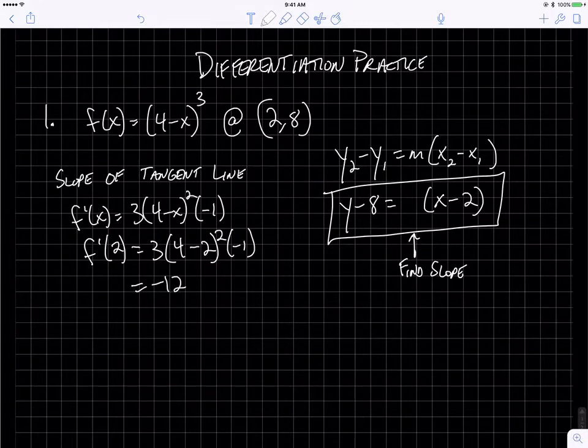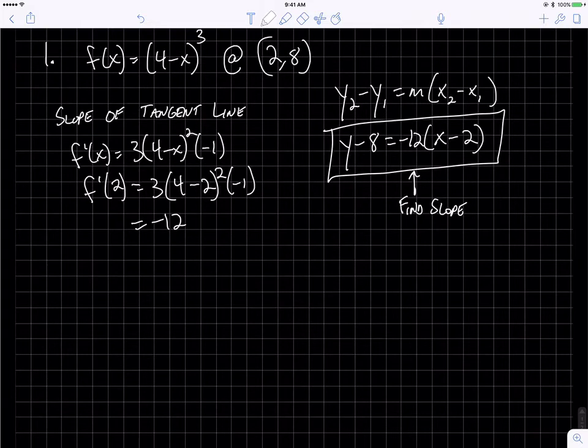Simplify that, I get negative 12. That is the slope of the tangent line at the point 2, 8. So I can fill it into my equation, and there it is. That's the equation of the tangent line. Number 2 is simply just find the derivative. Oh, it says y. So find y prime for y equals.